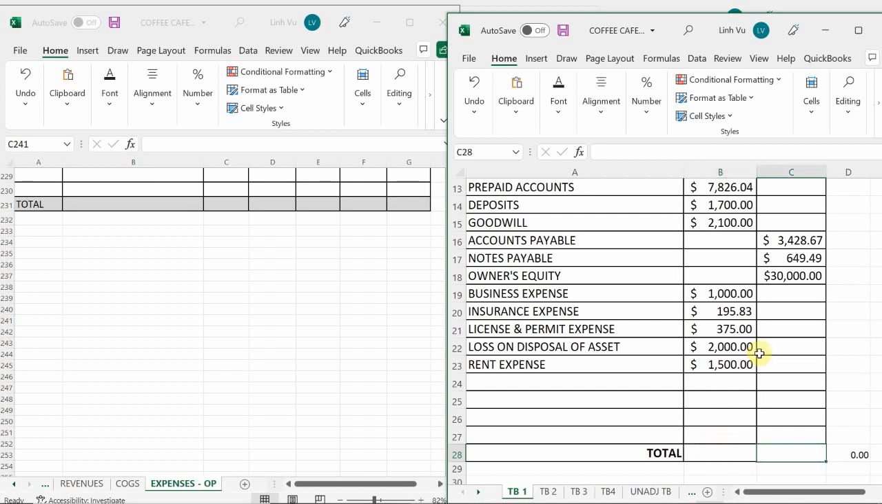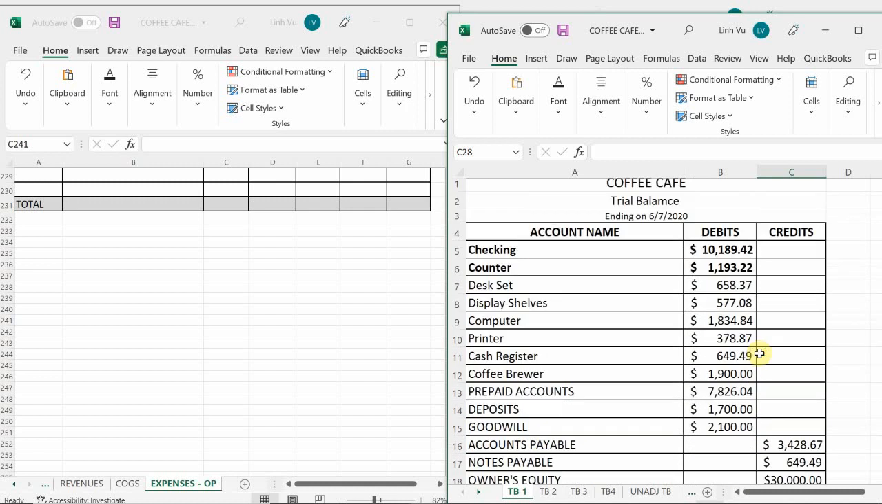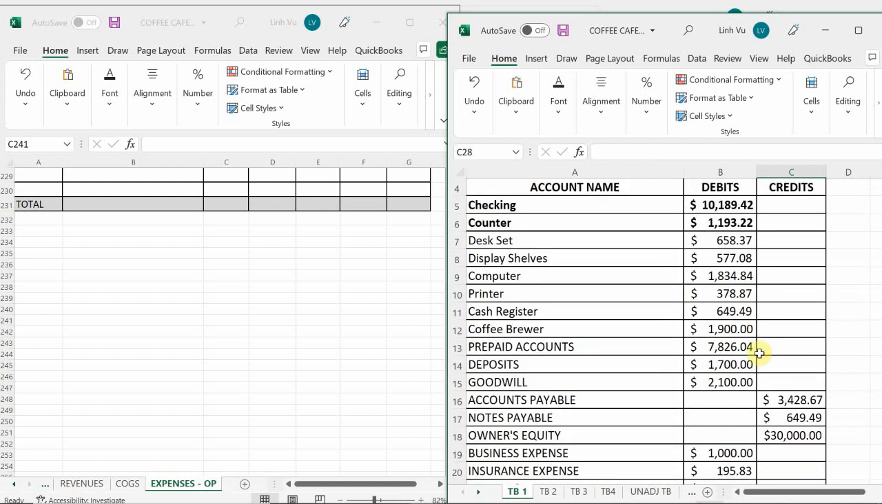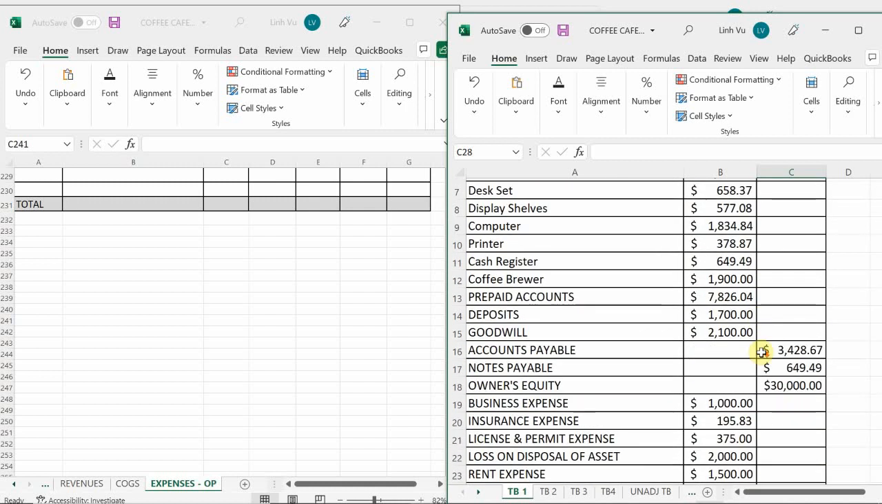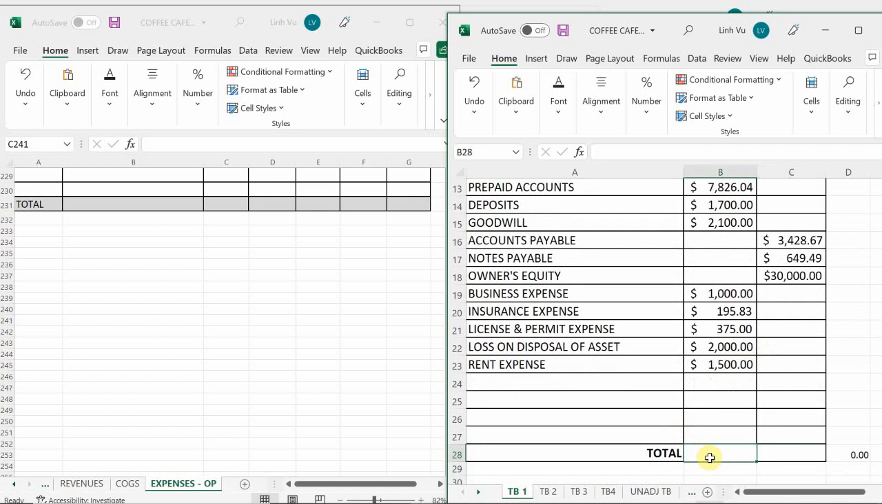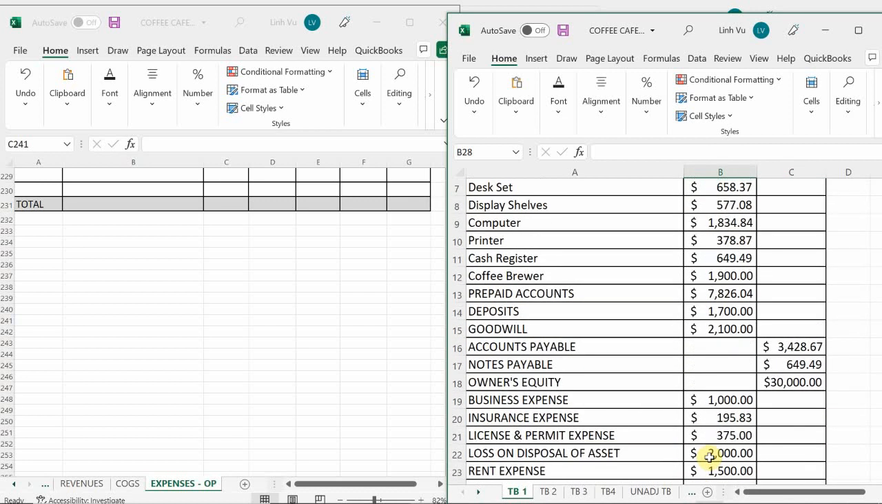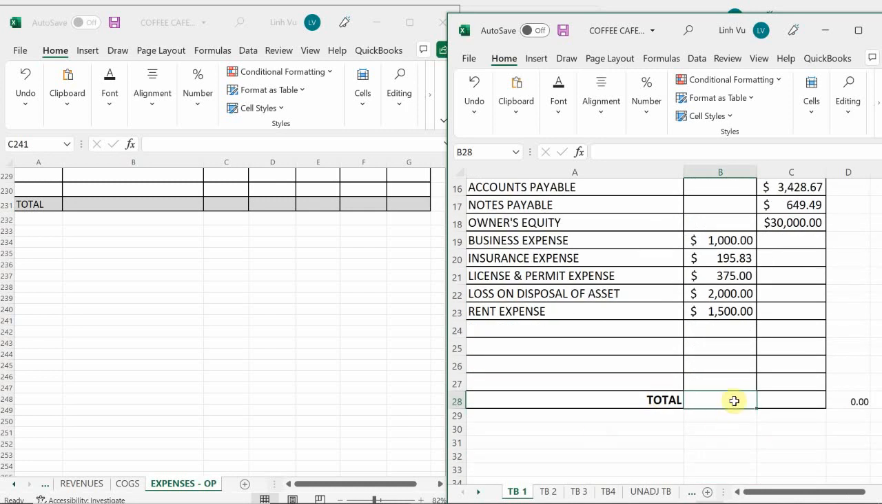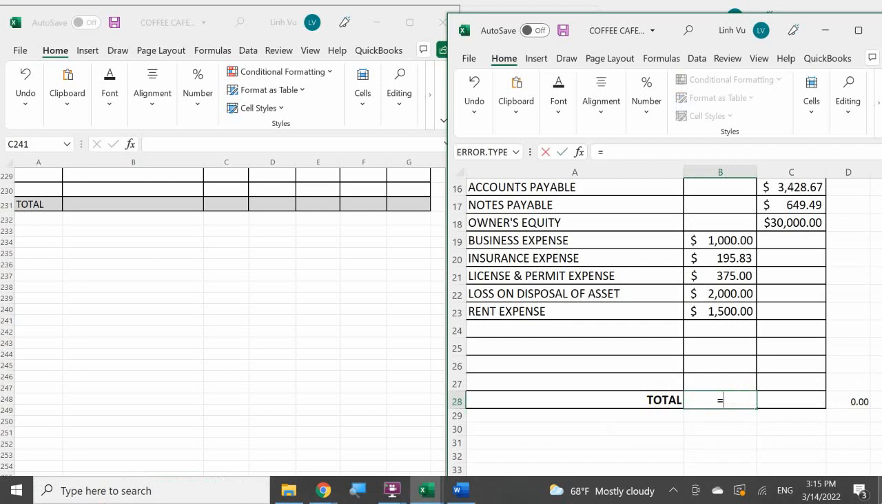And what did everybody get? How many total credits and how many total debits? I'll give you guys a couple minutes to figure this out. I got $34,078.16. Okay, so let's test it real quick. So equal sum. Did you match on your end? I did. Okay, let's see.